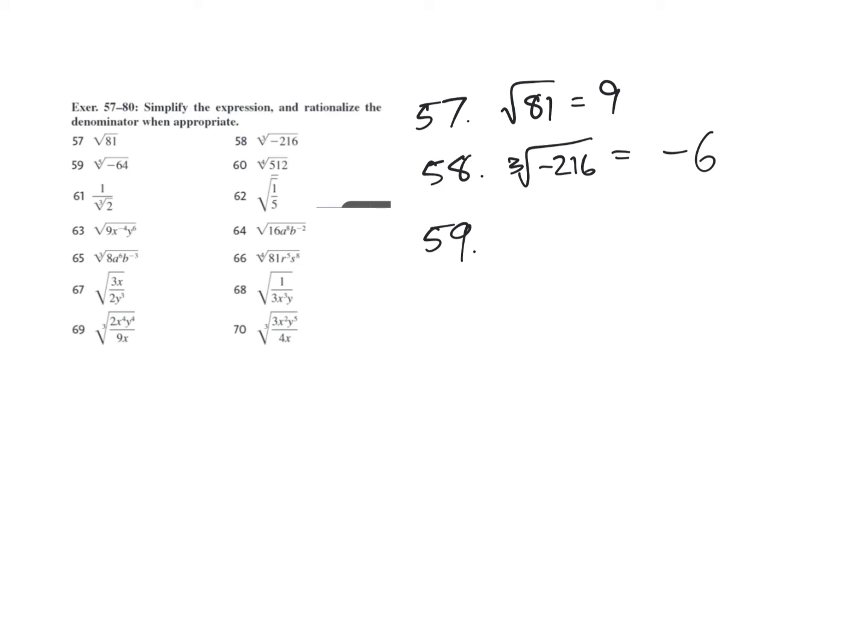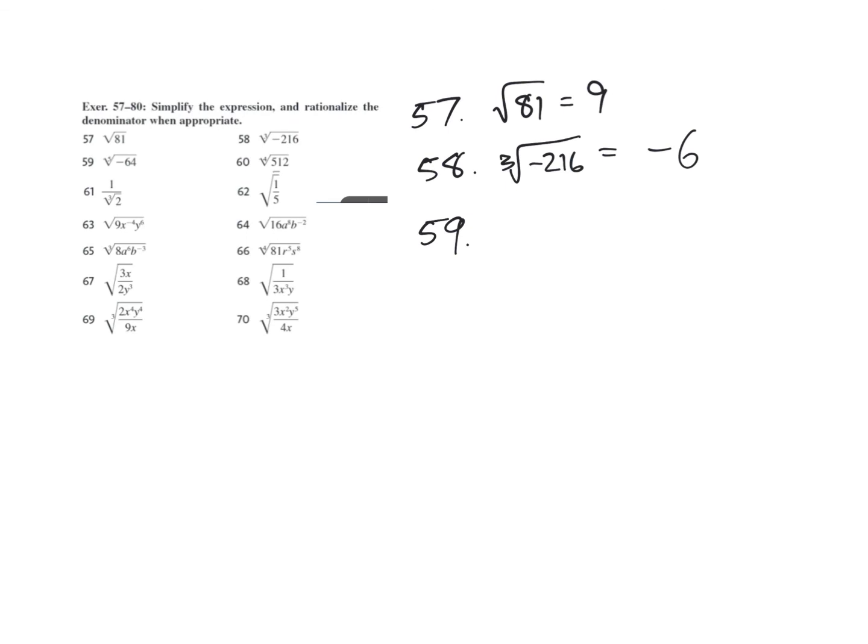59. So it might help you just to go and make a whole list of numbers that are squares, cubes, and even to the 4th and 5th powers. So 59 is the 5th root of negative 64. And again, you can take an odd root of a negative.